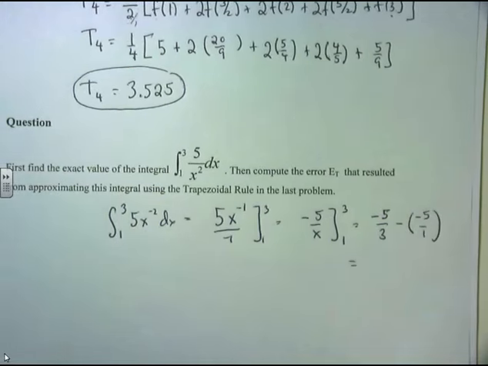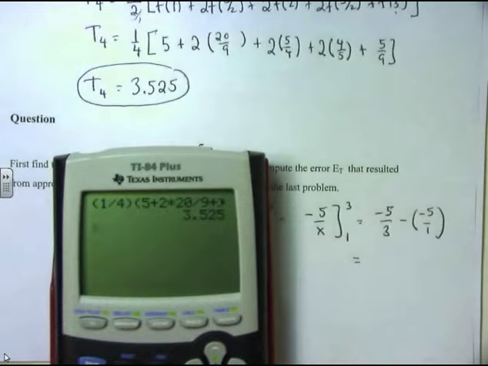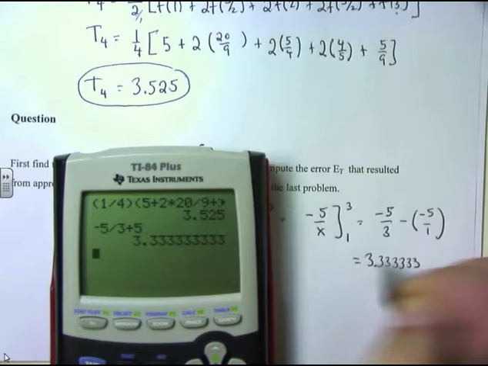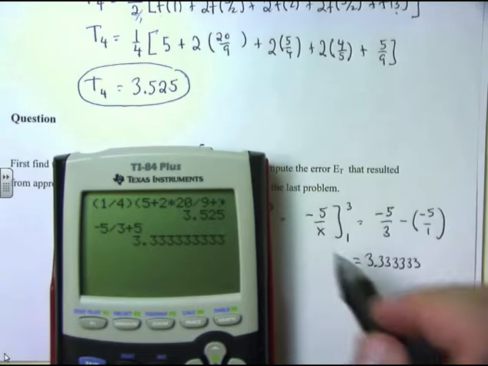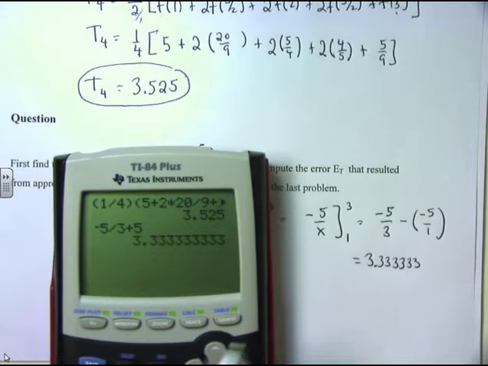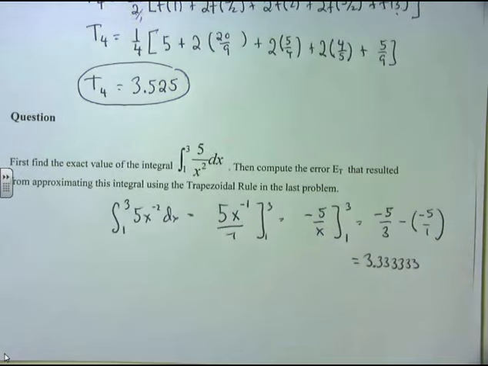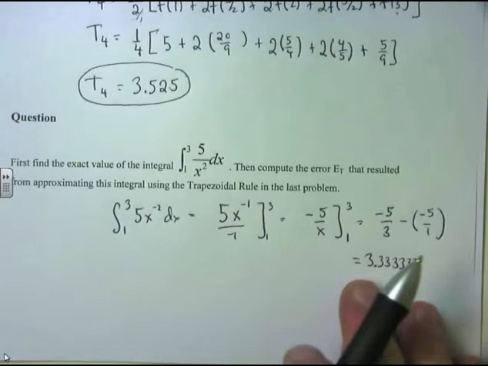And again, I just want to compare with the decimal version of this, to see what the deal is. So, negative 5 divided by 3 plus 5, and I get 3.333333, which you can clearly see is the true integral. And it's very, very close. So, what would the error be?